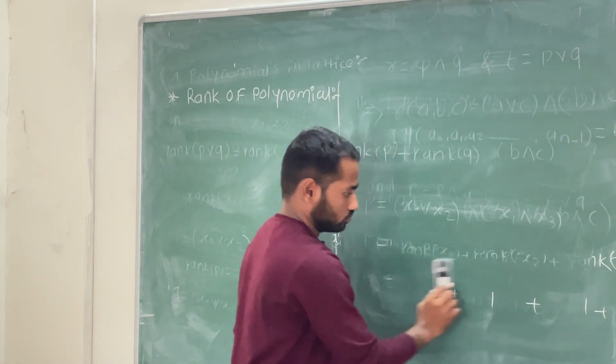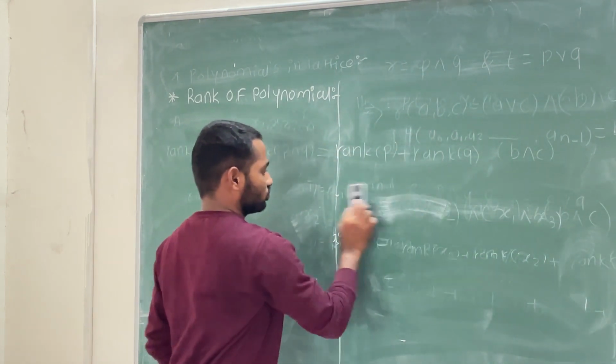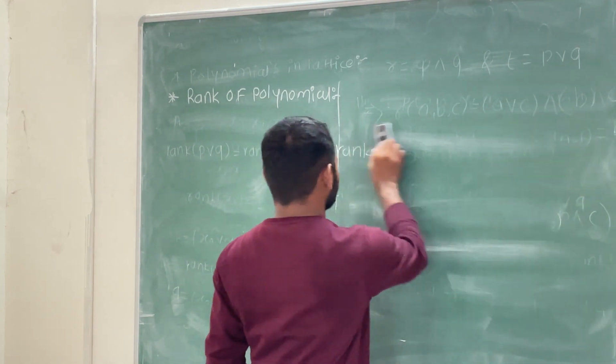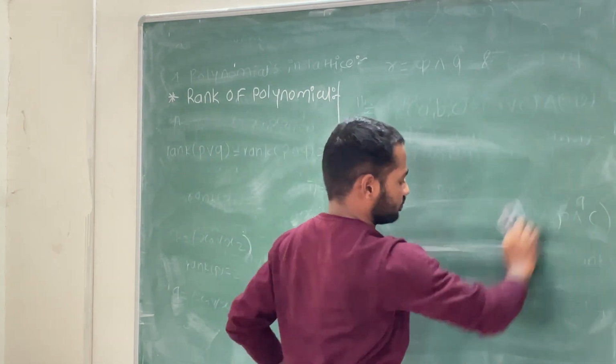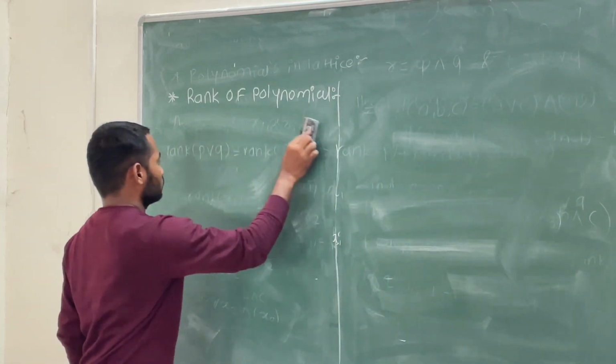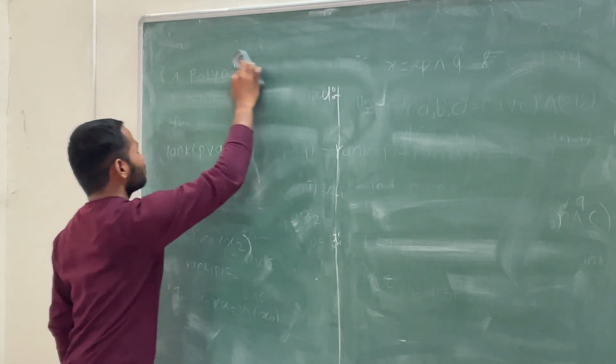What is meant by constant here? If there are no variables involved, the rank is 0. If x0, x1 up to xn minus 1, if nothing is involved, if you say it is a constant polynomial, then the rank is 0. Okay.